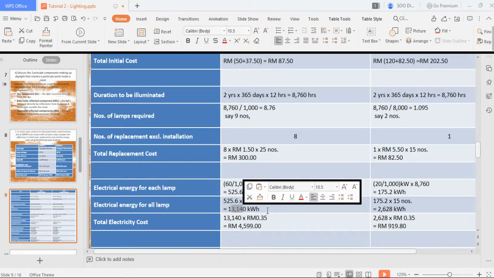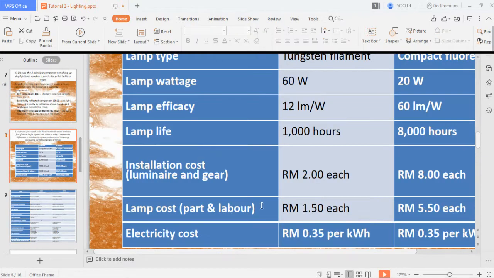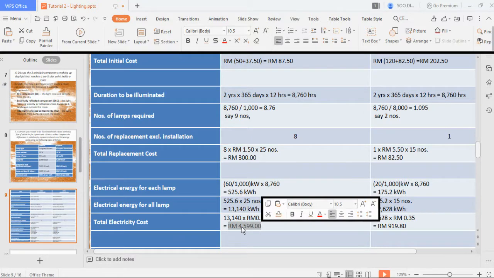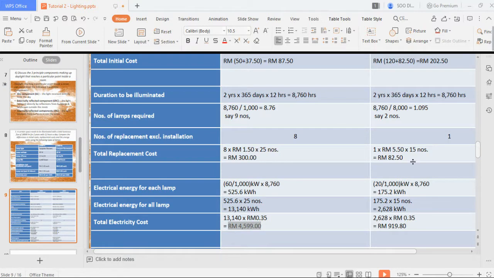Finally, you'll use the last information given, which is the electricity cost for lamp A is 35 cents per kilowatt hour. With all this, you just multiply them together again, and you will get that to run lamp A, it costs 4,599. You repeat that for B, and you find that for B, the electricity cost is 919.80.